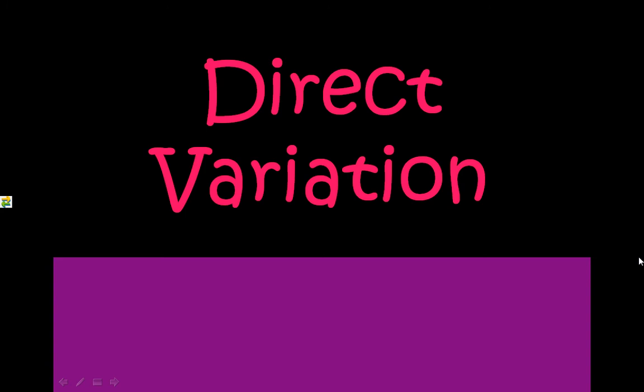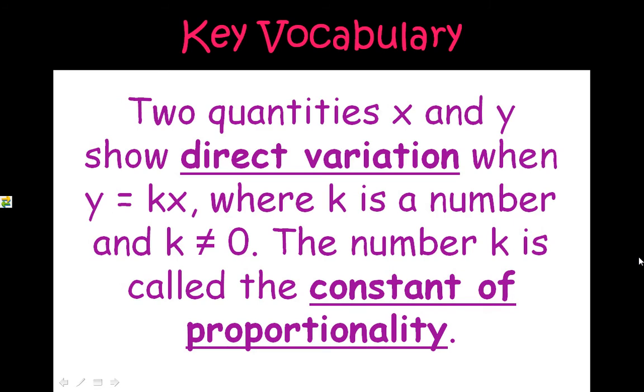The lesson is on direct variation. Okay, your key vocabulary. Two quantities, x and y, show direct variation when y equals kx, where k is a number and k cannot equal zero. The number k is called the constant of proportionality.